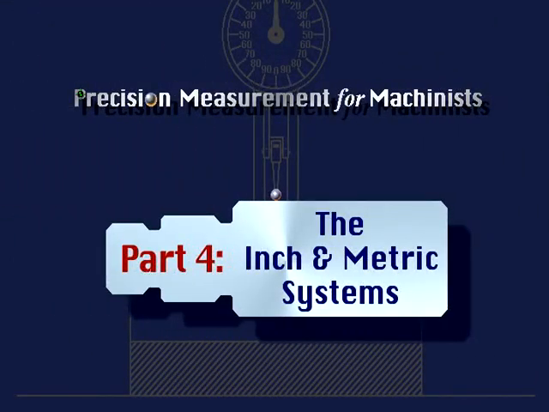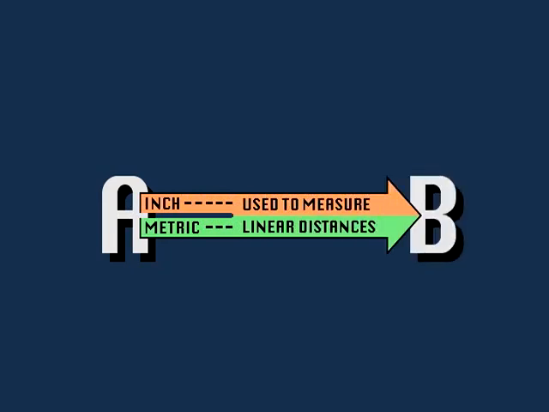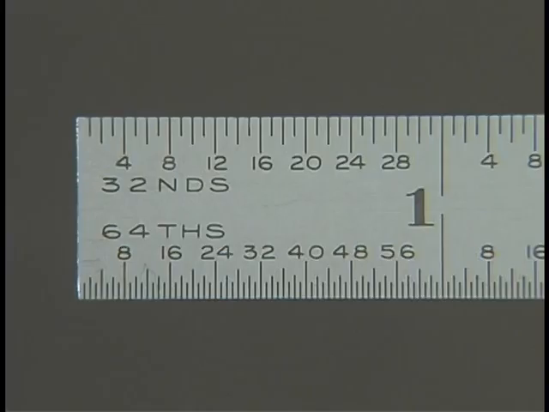Part 4. The inch and metric systems. The inch and metric systems with regard to the machine tool industry are both used to measure linear distances from point A to point B. When using the inch system, the base unit of measurement is the inch.